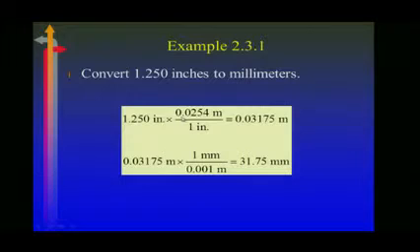100 centimeters make a meter. So if I want to convert that, basically I take 25.4 divided by 1000, that becomes 0.0254 meters over 1 inch. That will give you the value in meters.